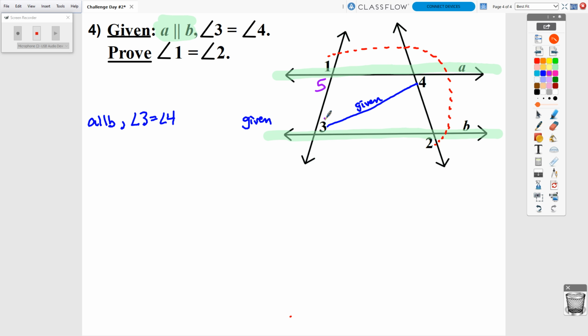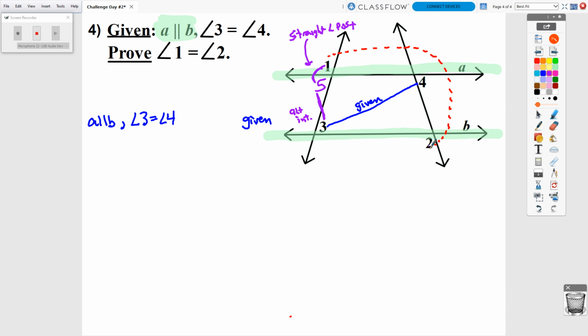So I know 3 and 5 will have a solid connection because they are alternate interior angles in the presence of parallel lines. So I can talk mathematically that they're going to be equal. I can make a solid connection between 1 and 5 because of the straight angle postulate. All right, so I've connected 1 to 5, 5 to 3, and 3 is connected automatically to 4.